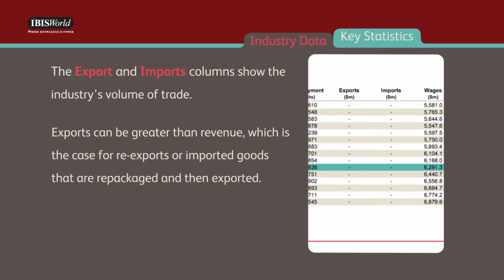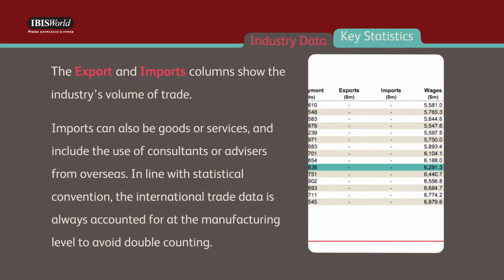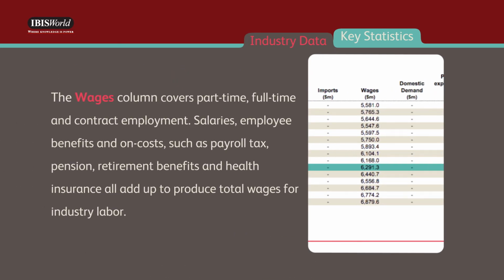Exports can be greater than revenue, which is the case for re-exports, or imported goods that are repackaged and then exported. Imports can also be goods or services, and include the use of consultants or advisors from overseas. In line with statistical convention, the international trade data is always accounted for at the manufacturing level to avoid double counting. The wages column covers part-time, full-time, and contract employment. Salaries, employee benefits, and on-costs, such as payroll tax, pension, retirement benefits, and health insurance, all add up to produce total wages for industry labor.